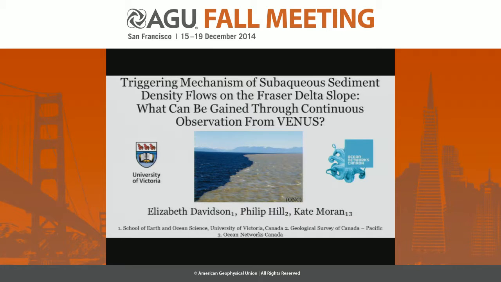Okay, so I'm going to be talking a lot about this Fraser River Delta plume right here, and this is in the Strait of Georgia. I'm looking at how the sediment from the river plume is settling down onto the delta slope and what happens from there.